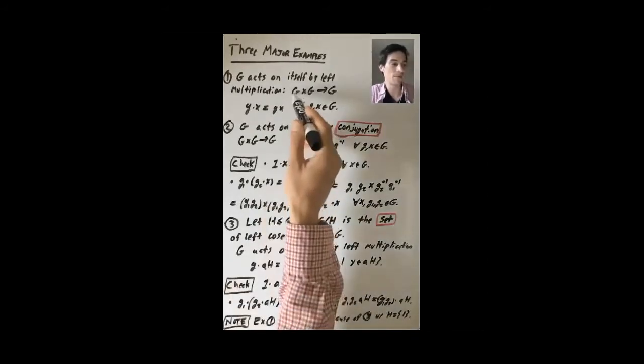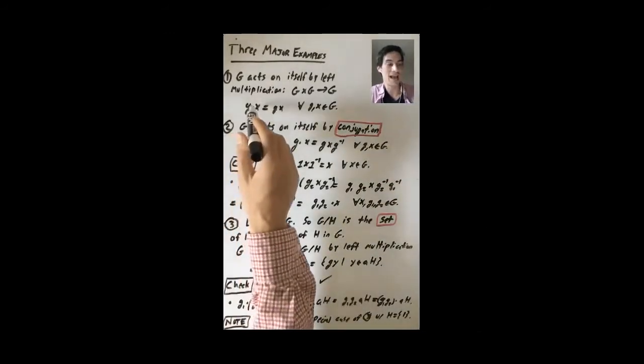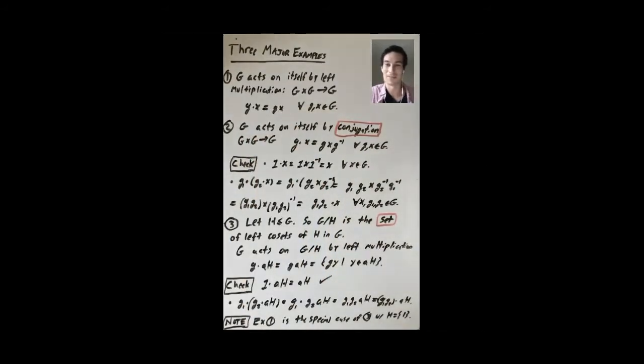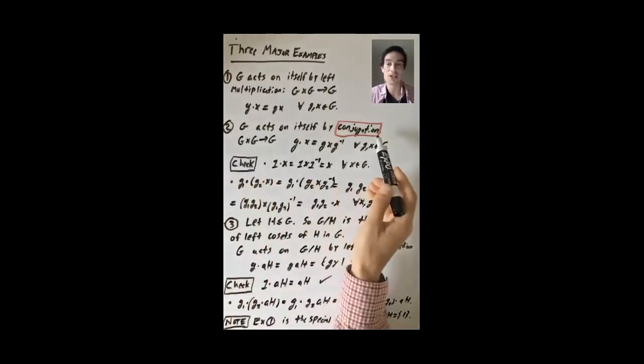So we want this map from G cross G to G. We just have to say, how does an element G act on an element X? It just sends it to the product, G times X. So we've already seen in detail why this is a group action. So our second big example, G acts on itself by conjugation.